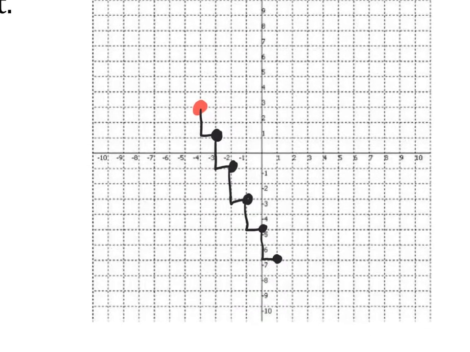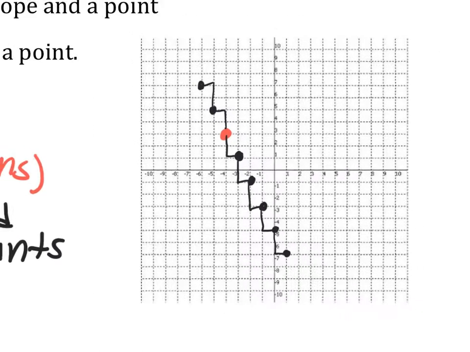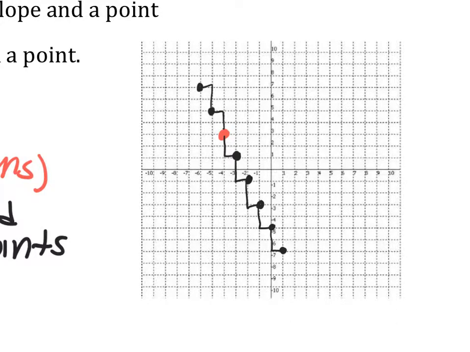Then again, if you want to go the other way, you just do the opposite. So up 2, left 1, making sure it just falls in line with the points you already have. It has to be a straight line. And then we connect our dots, putting arrows at the end because lines go on forever.